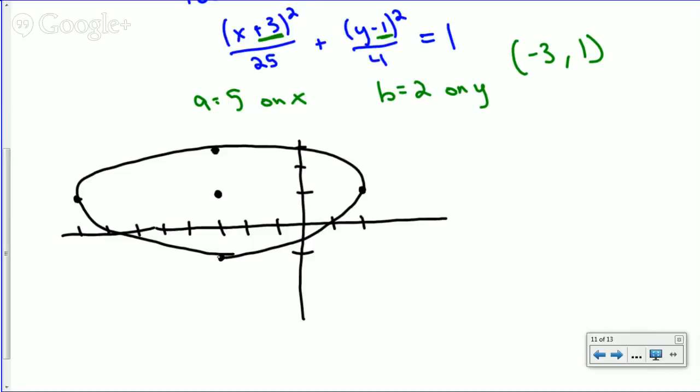Now again, I can find where my foci are, what my eccentricity is, but this is the main idea that we're going to want to look at.